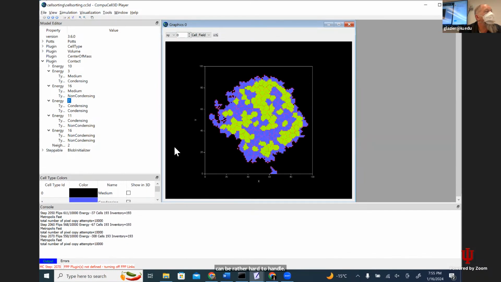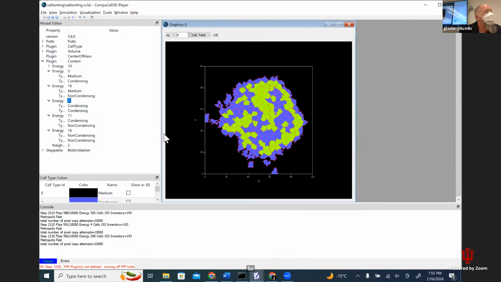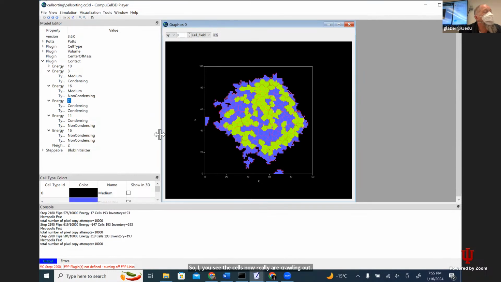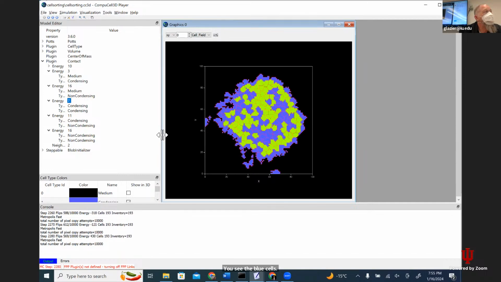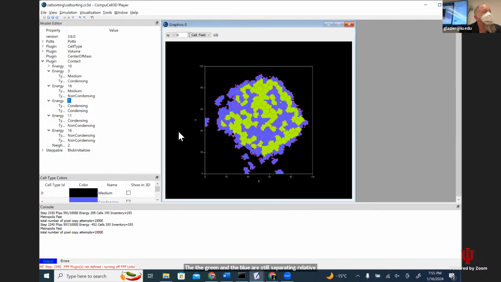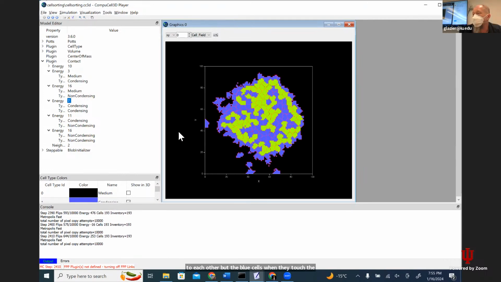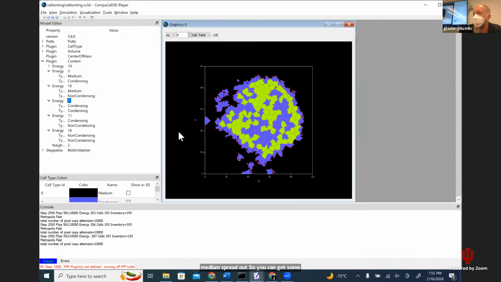You see the cells now really are crawling out. You see the blue cells. The green and the blue are still separating relative to each other, but the blue cells, when they touch the medium, spread out. So you can get some really complicated morphologies just with these 5 parameters.